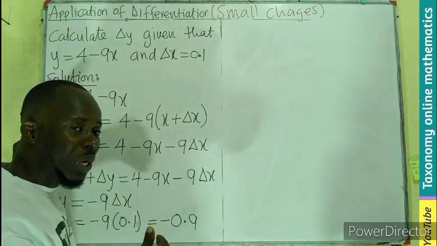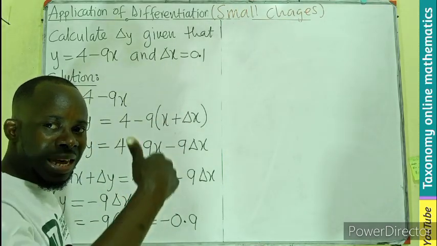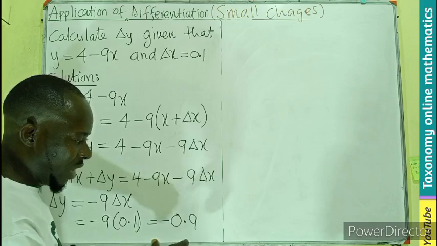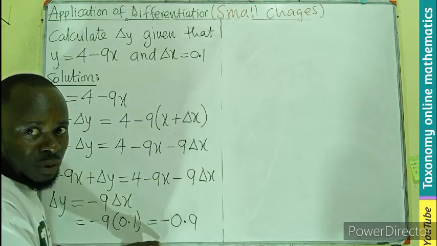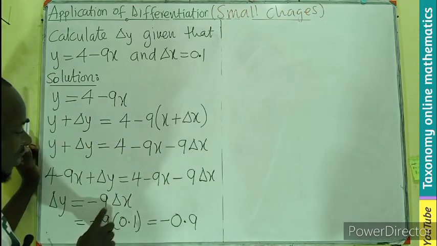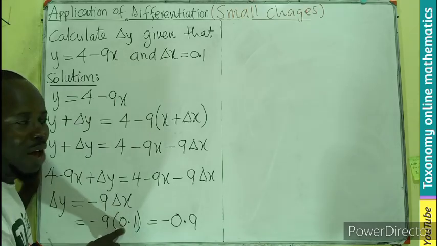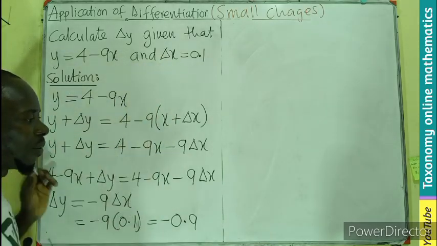Remember, under small change, we are talking about there could be an increase or a decrease. So here the change is a decrease. That is why we are having negative. If the change is a positive change, that is why we are having positive for delta x.